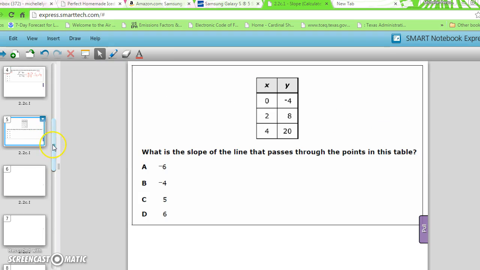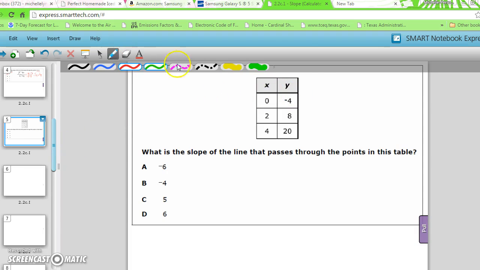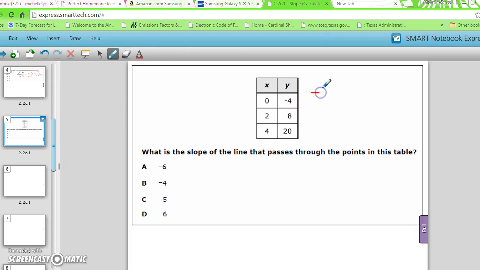What is the slope of the line that passes through the points on this table? Grab your calculator. You're going to take negative 4 minus 8, and you're going to put that over 0 minus 2.